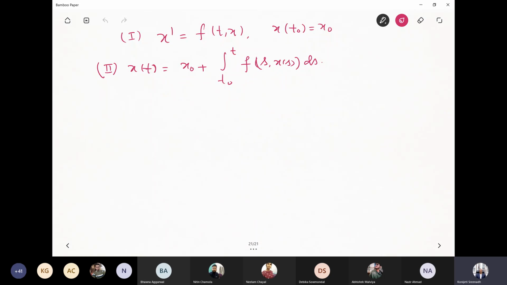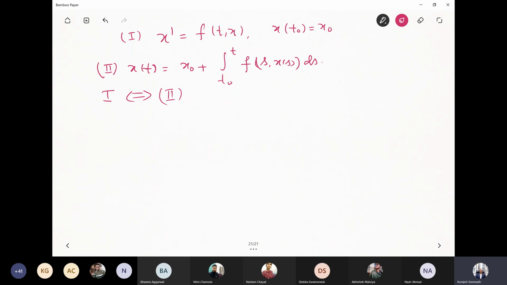Okay, so this 1 and 2 are equivalent, right? So 1 if and only if 2. The proof I already said: if you have 1, just integrate to get 2. If you have 2, just differentiate this 2 to get 1. That's all, just by the fundamental theorem.